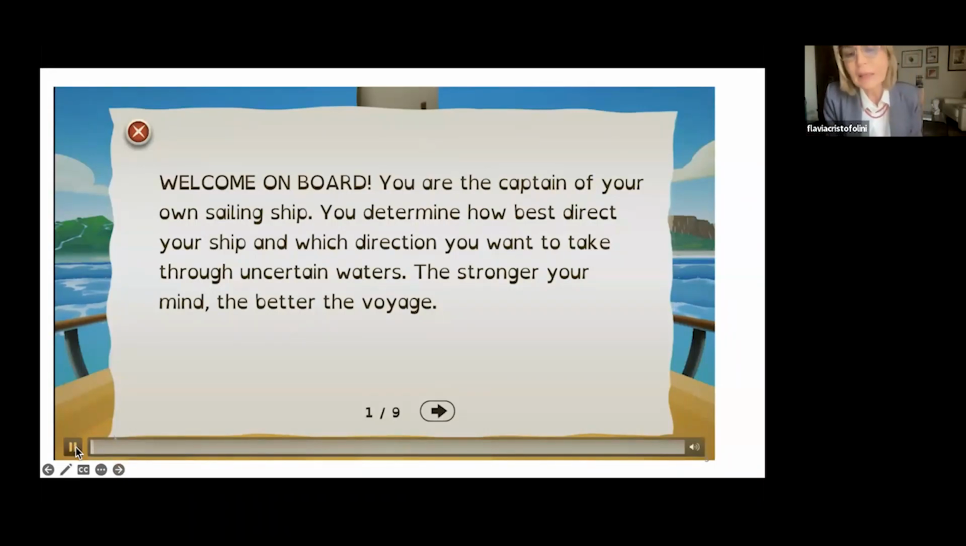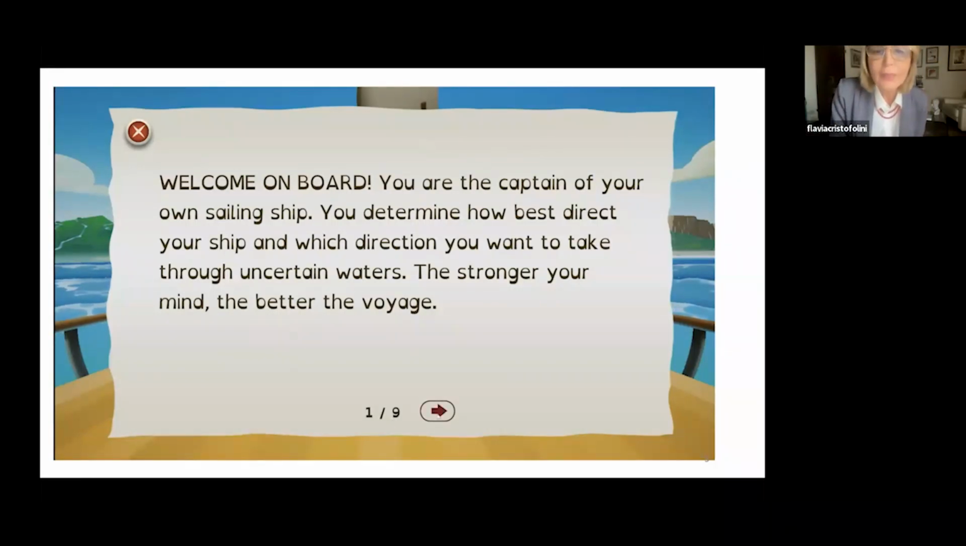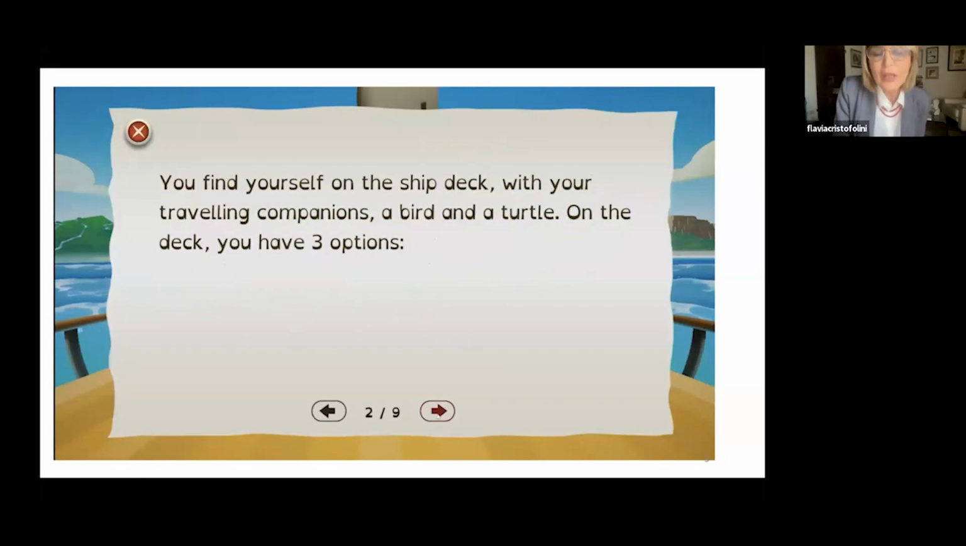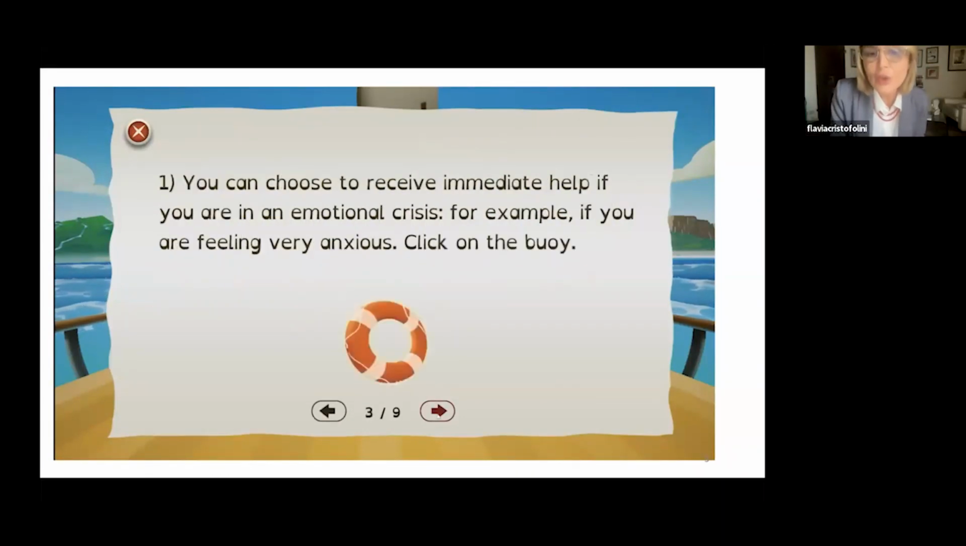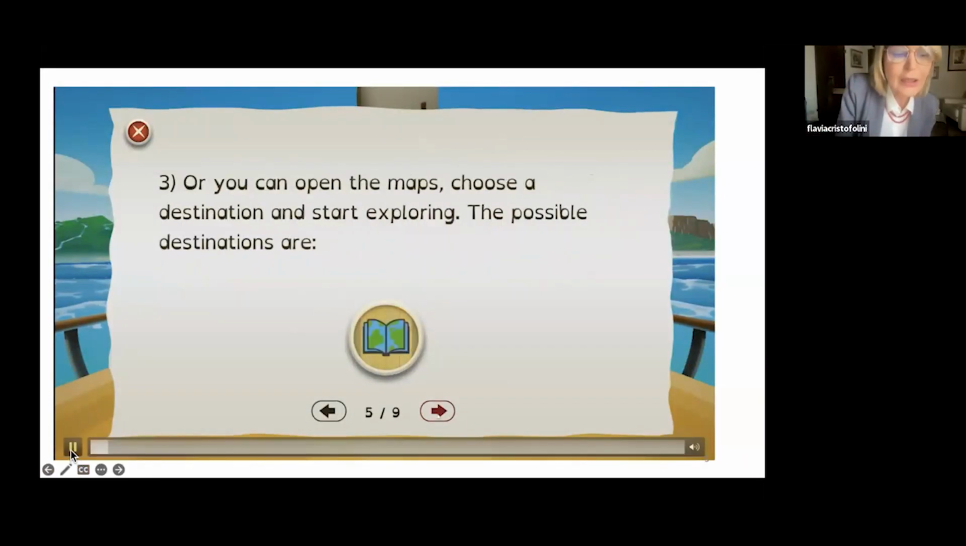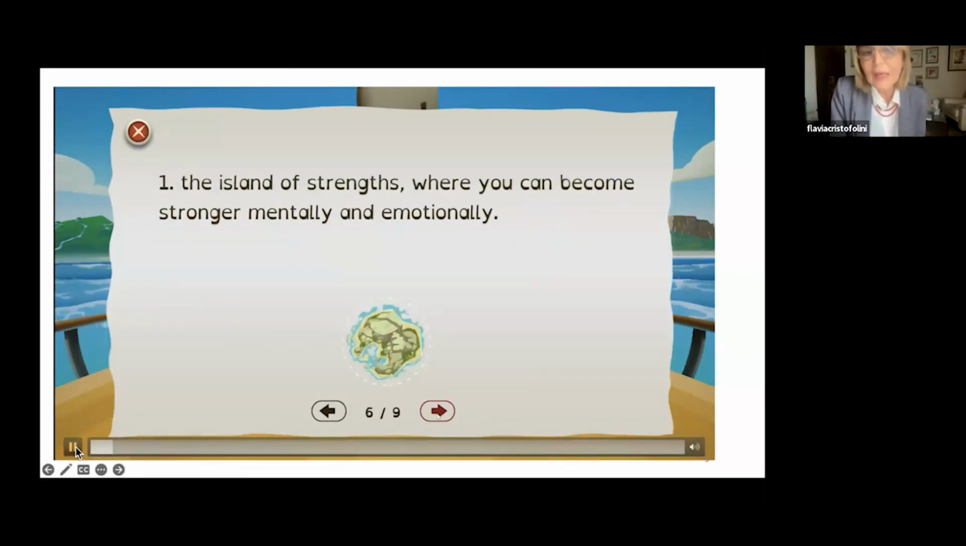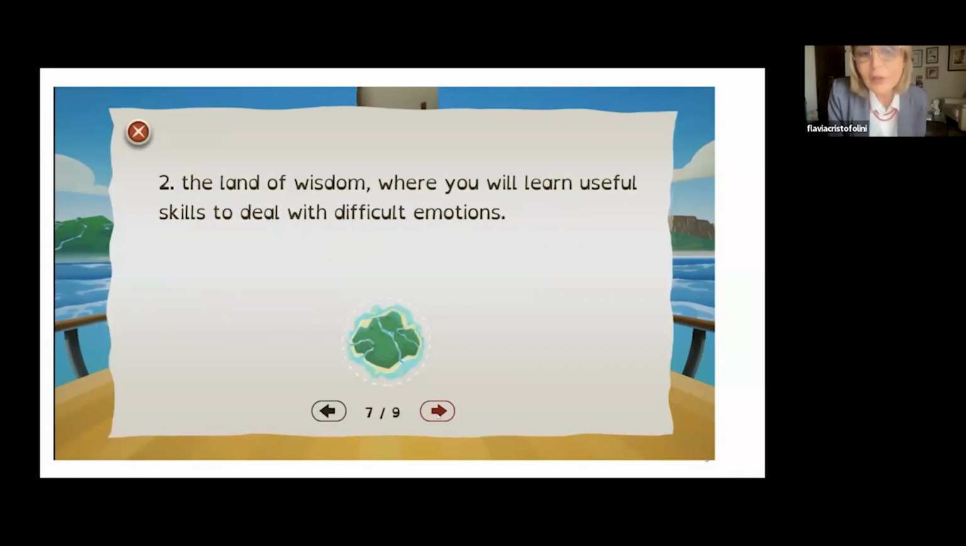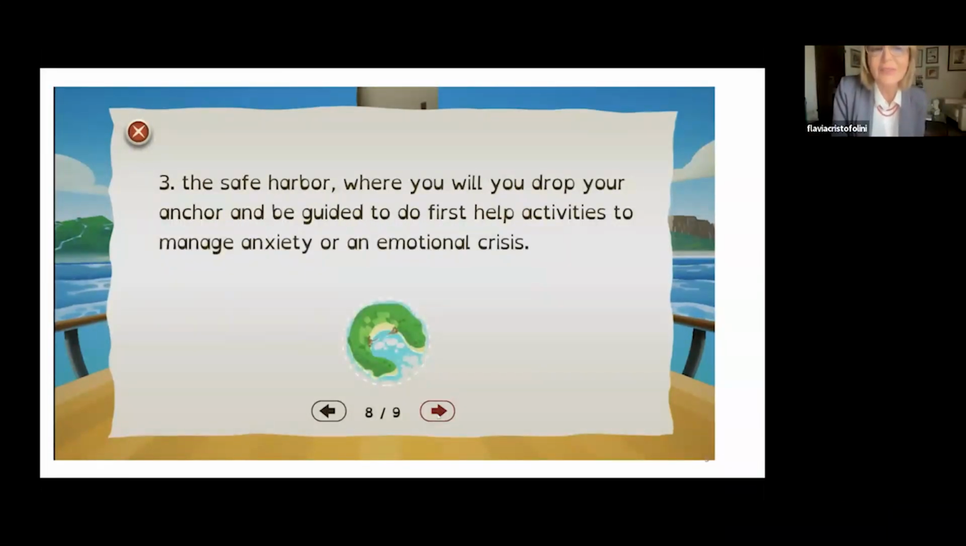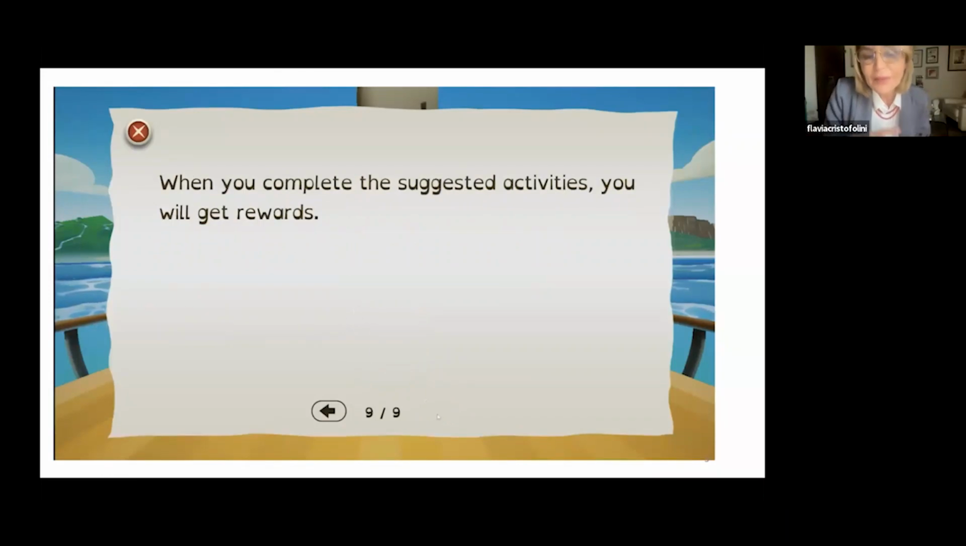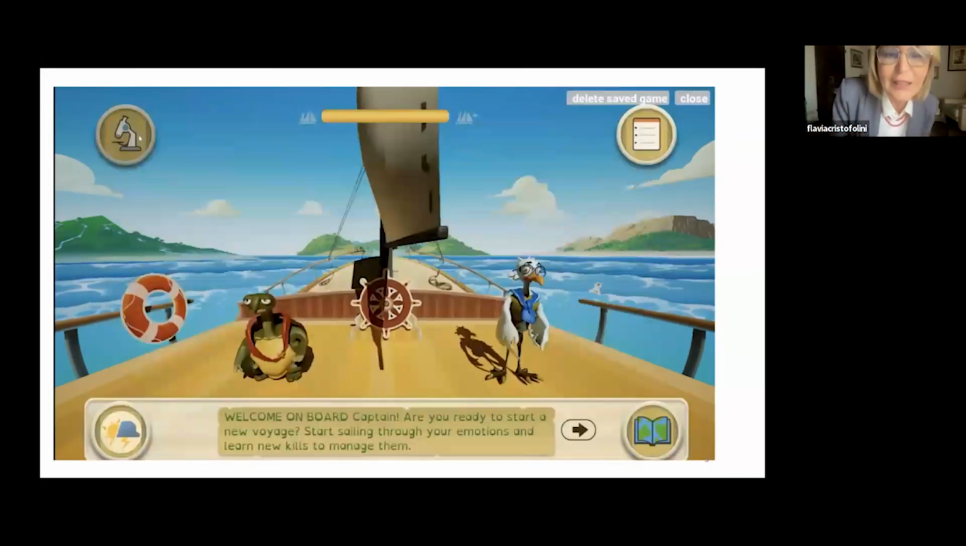And the onboarding message presents the options that the person can have. Either he can choose to find emotional support, clicking on the boy on the life vest, or he can go to the mood tracking activity, or he or she can open the maps and choose the direction. And the directions can be the island of strengths, the land of wisdom, and the safe harbor. We will see the three different functions of these destinations.